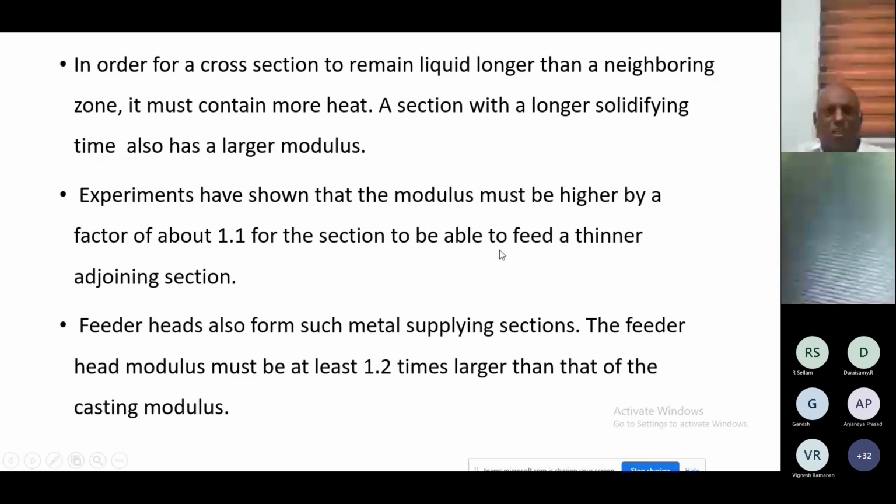In order for a cross section to remain liquid longer than the neighboring zone, it must contain more heat. A section with a longer solidifying time also has a larger modulus. Experiments have shown that the modulus must be higher by a factor of about 1.1 for sections to be able to feed the adjoining section. Feeder heads also form such metal supplying sections. The feeder head modulus must be at least 1.2 times larger than that of the casting modulus.